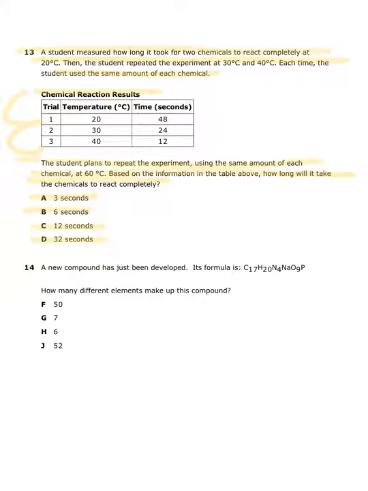Number 14. A new compound has just been developed. Its formula is C17H20N4Na09P. How many different elements make up this compound? F. 50. G. 7. H. 6. J. 52.